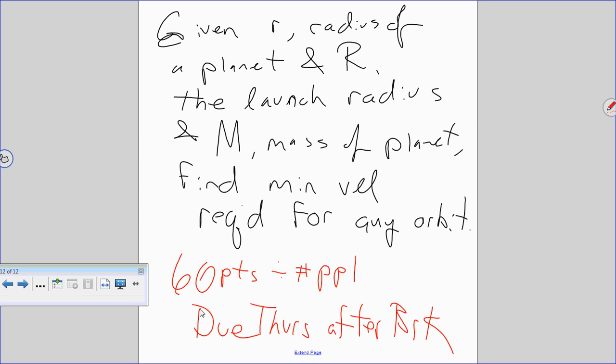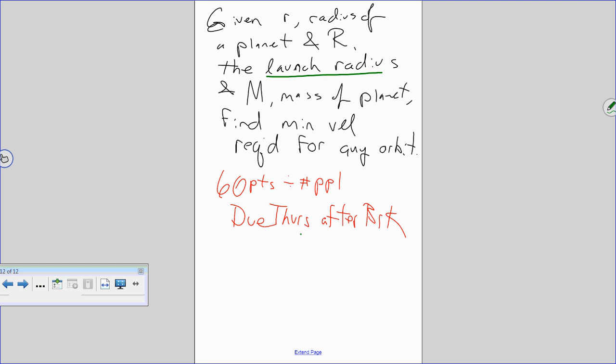So to be clear, since this apparently is grown in stakes, launch radius is this. Here's your planet. You're going to pick a point out here in space and launch it at a.